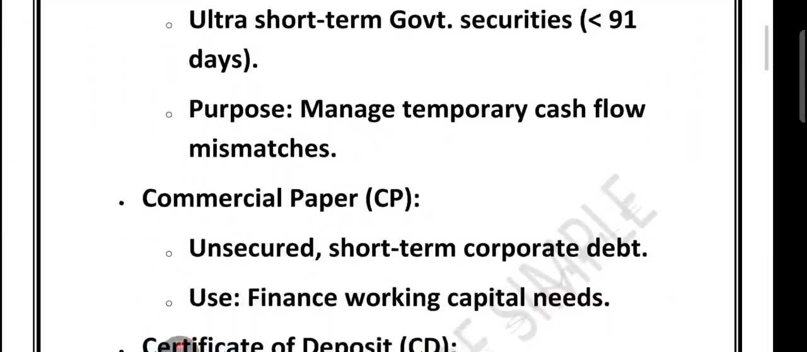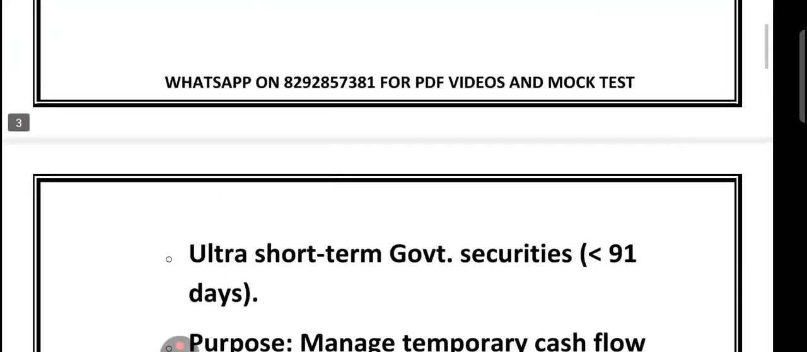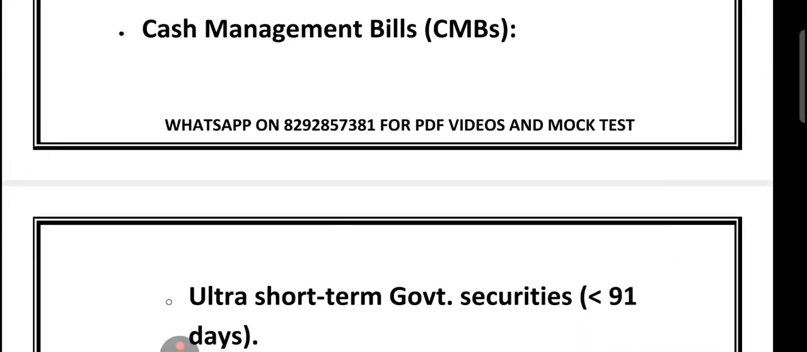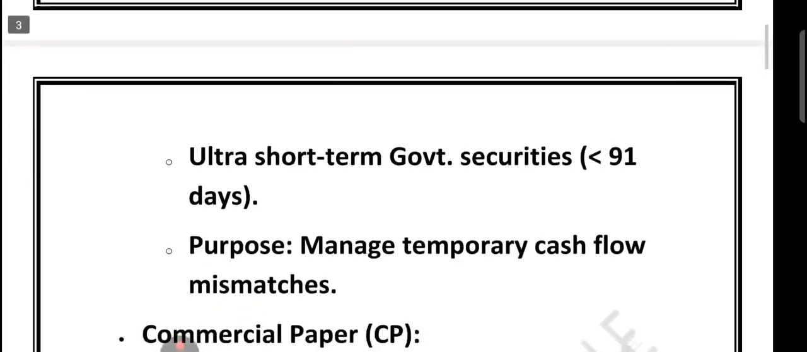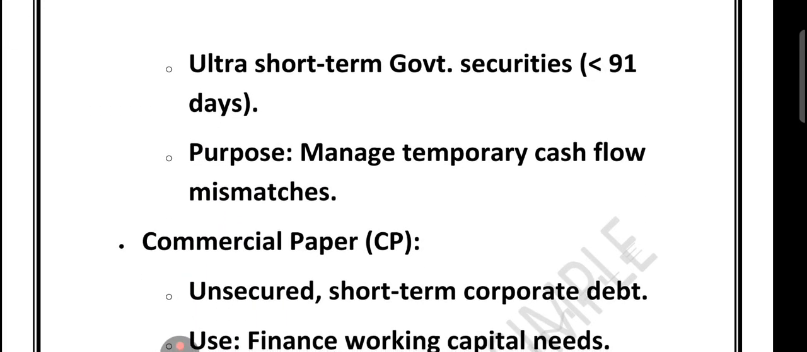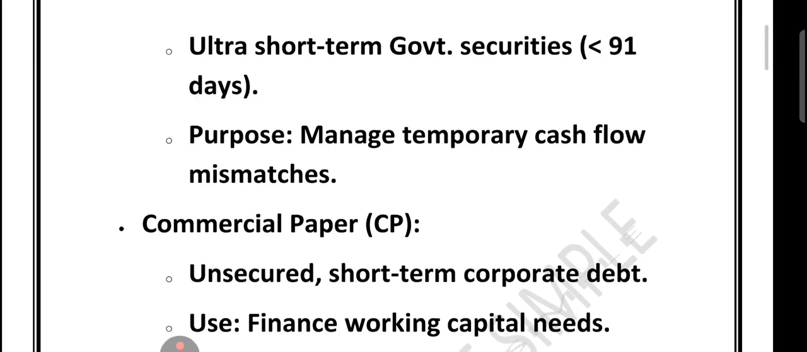Then comes the cash management bill, right? So please remember the next instrument we have is CMB, or cash management bill. They are similar to Treasury bills but with ultra-short-term maturity, which means less than 91 days. The government uses CMB to manage temporary cash flow, like a short-term gap between income and expenditure, right? This is called CMB, cash management bill.